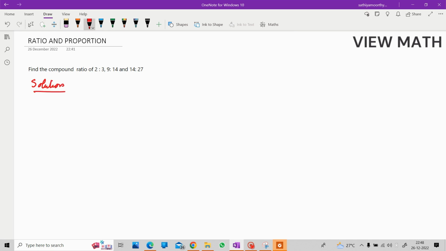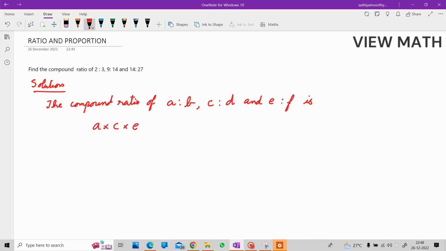We know that the compound ratio of A is to B, C is to D and E is to F is A into C into E, the antecedents, is to B into D into F, the consequents. This is the compound ratio.